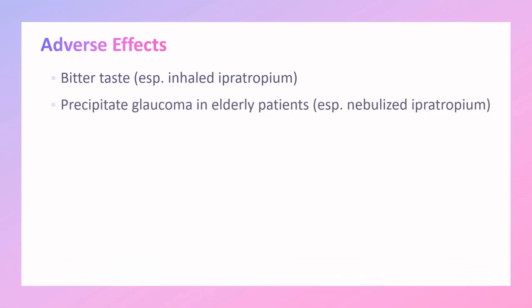Let us see what are the various adverse effects that we encounter with the use of these anticholinergics. The most common adverse effect is bitter taste, which especially occurs with the use of inhaled ipratropium. Precipitation of glaucoma can occur in elderly patients, especially with the use of nebulized ipratropium. This precipitation of glaucoma mainly occurs because of the action of the drug directly on the eye. Hence, to prevent this, we can give nebulization through a mouthpiece rather than a face mask.